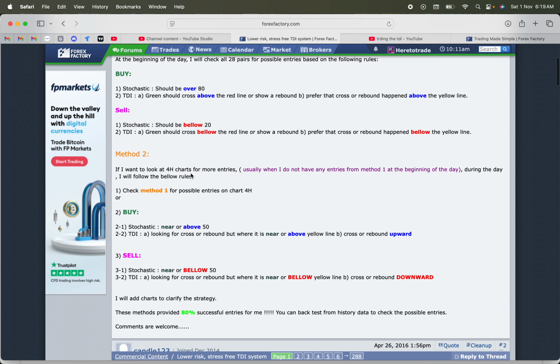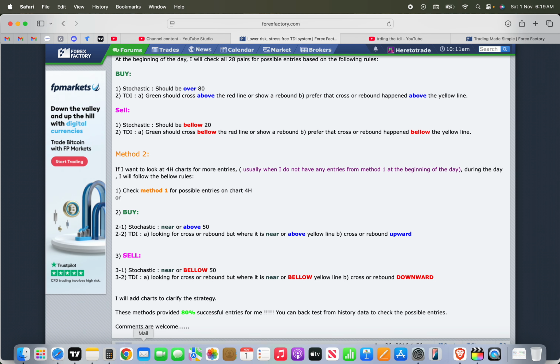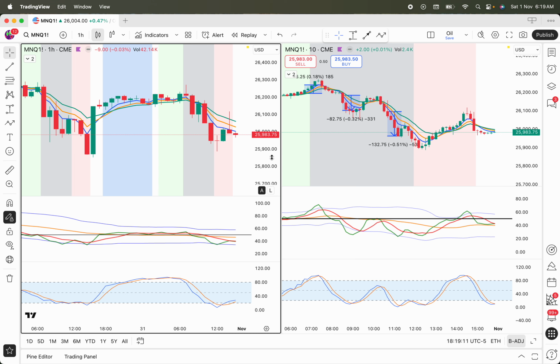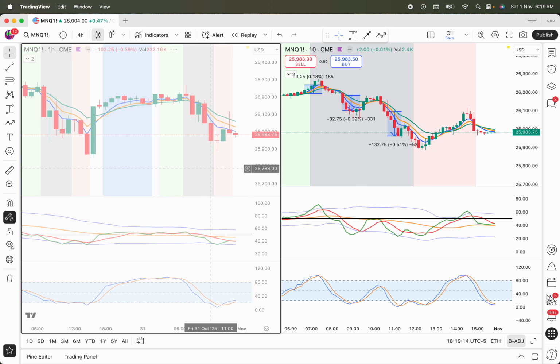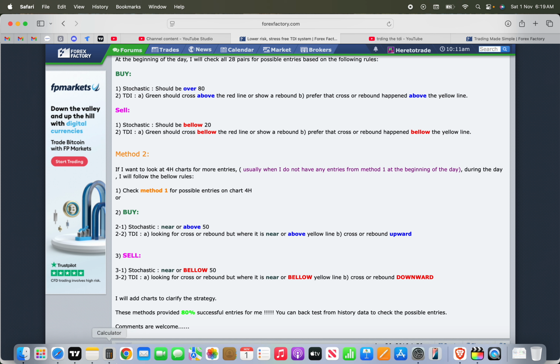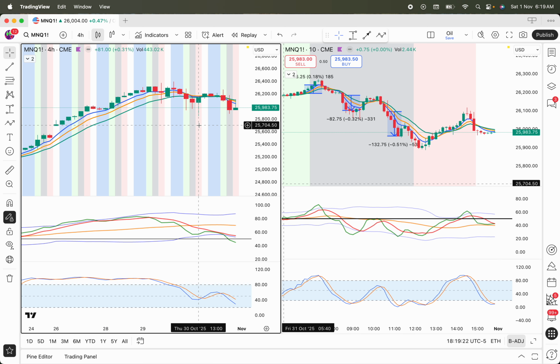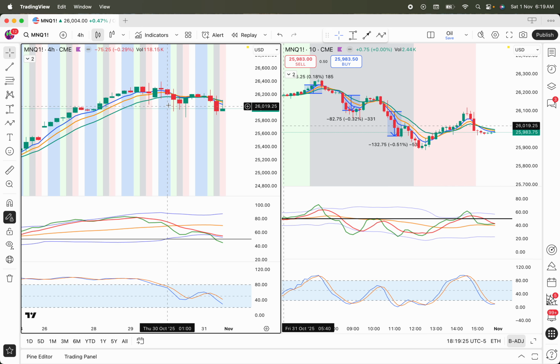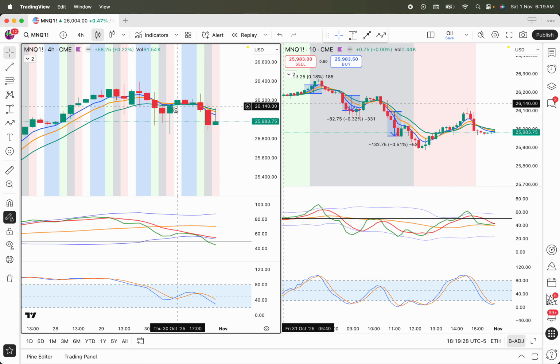Strategy 2 is a little bit different in that I'm going to put it on a 4 hour because that's what he recommends. And by the way, his strategy is for Forex, and I'm using it on oil and the Nasdaq. So what he's saying for a 4 hour chart is if the stochastic is near the 50 and it's pointing down, and of course the TDI is in its correct position, well then you can take trades, okay?